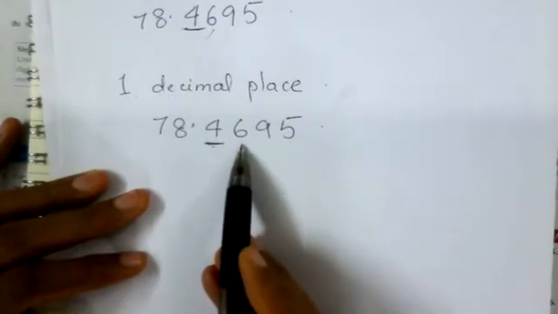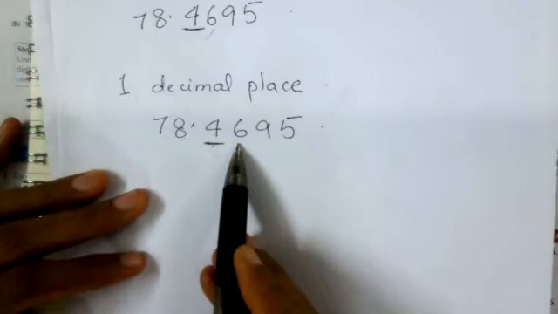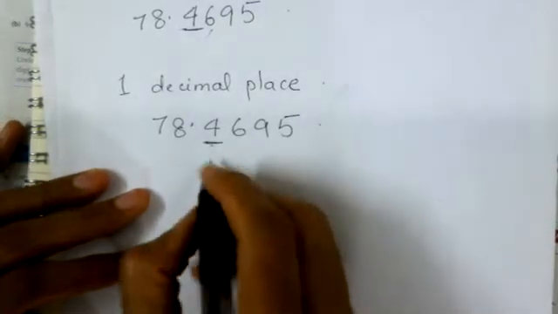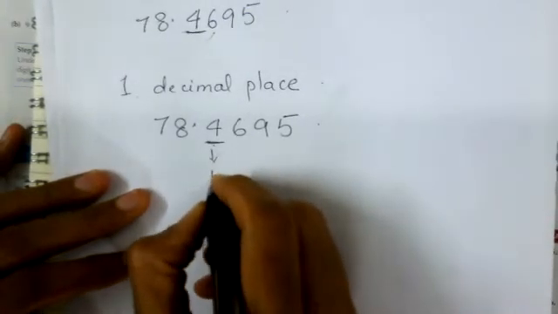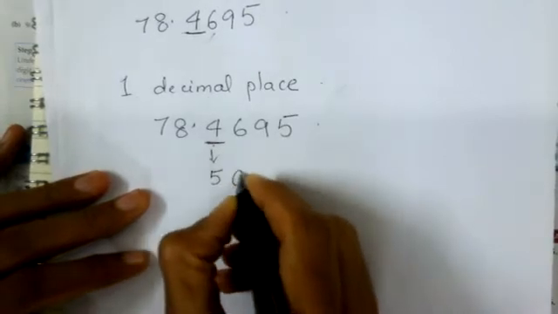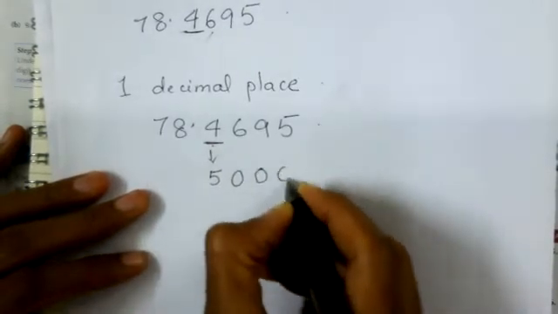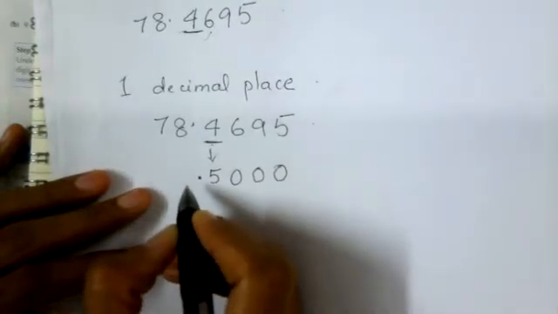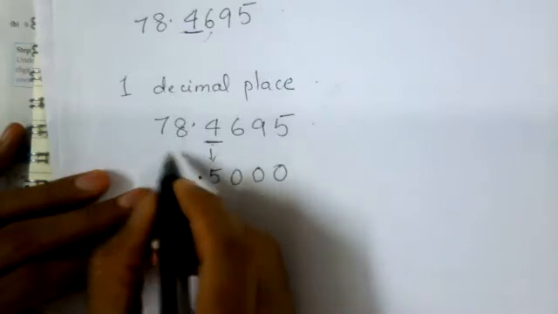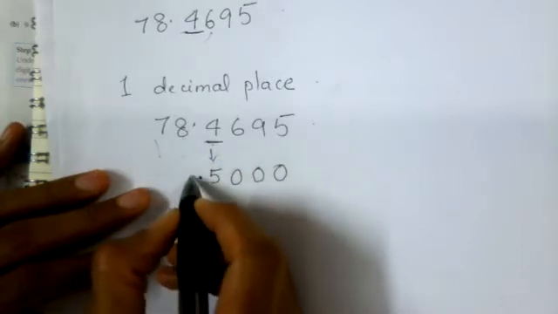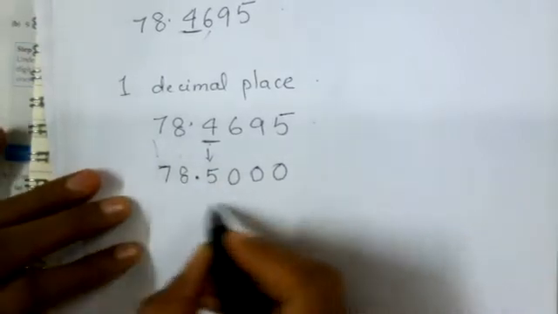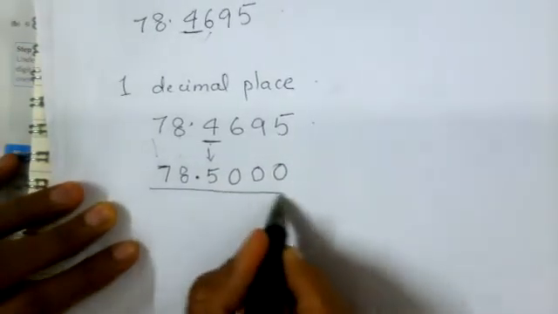So it's greater than five, right? Yes, it is greater than 5. So we will turn 4 into 5. This will increase by 1 and all these will become 0. The decimal will stay as it is, and the rest of the digits will be copied as they are. So that is going to be our answer.